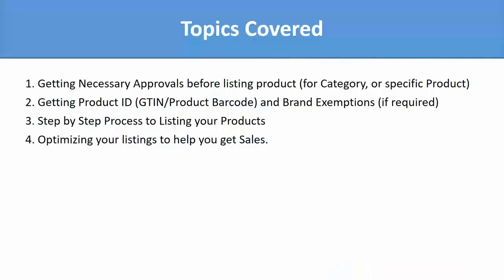So this is the agenda of the presentation. We'll take you through all the necessary approvals, categories, product approvals. We'll take you through what do you need to do in case you do not have a product ID. What would you do in case you do not have brand registry? How would you list your products and how would you optimize your listing to get enough sales? So for the last two topics, which is step-by-step process of listing your products and optimizing your listing, this is very specific to global selling. While the first two would have a lot of things common with Amazon India for you.